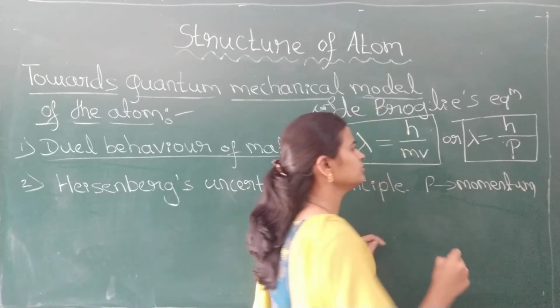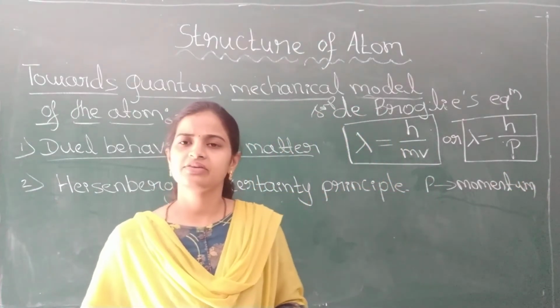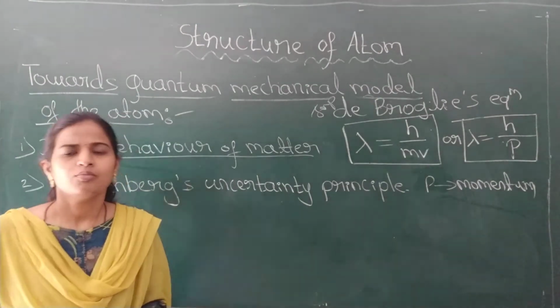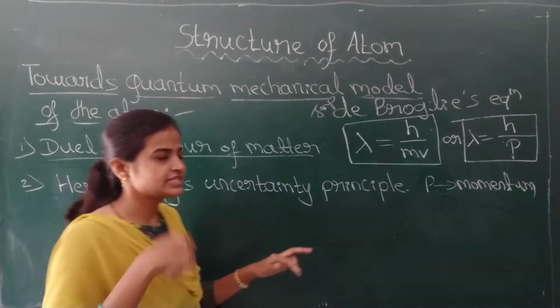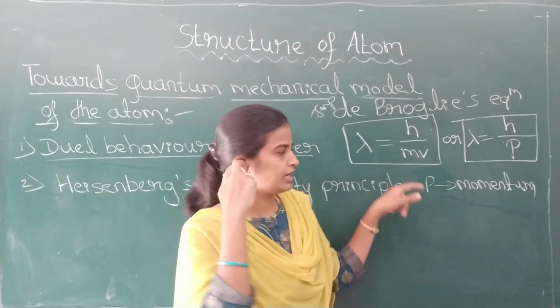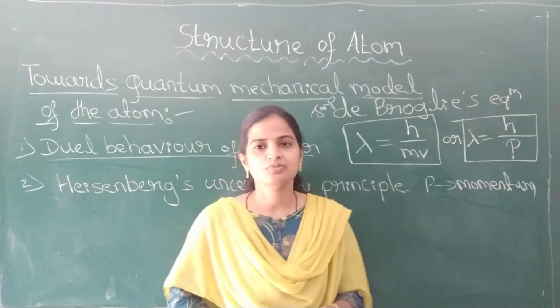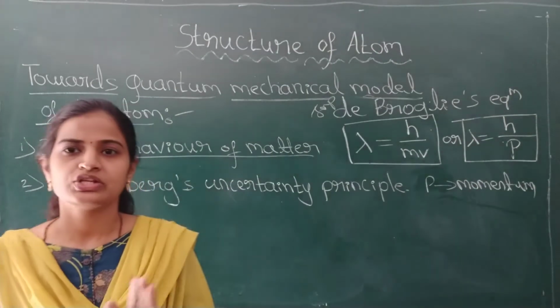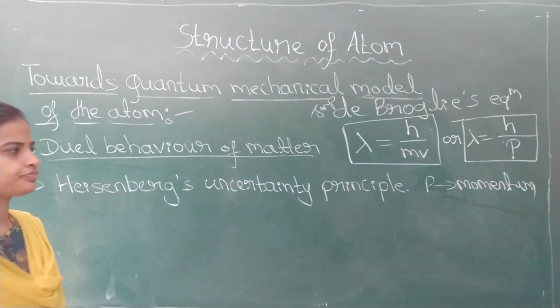What is momentum? Mass into velocity is defined as momentum. If it is angular momentum, it is mass into velocity into radius. But here we just write P as momentum. De Broglie equation, mark it as important.